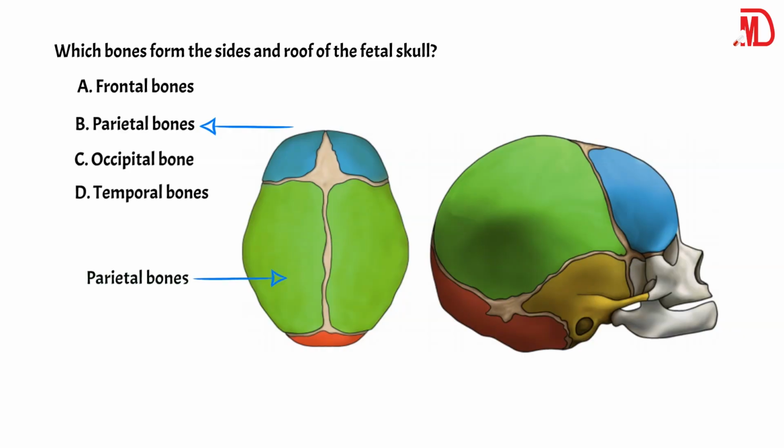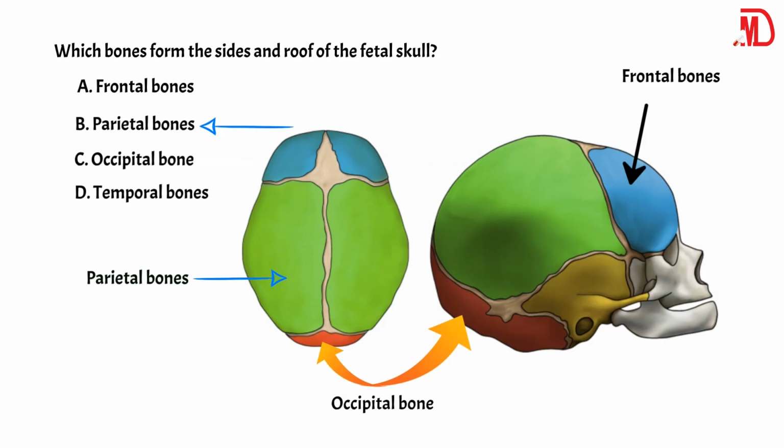There are two parietal bones, one on each side, and they meet at the sagittal suture. Frontal bones form the forehead and the anterior part of the cranial vault. Occipital bone forms the back and base of the skull. Temporal bones form the lower sides of the skull, near the ears. So the parietal bones are responsible for forming most of the roof and lateral walls of the fetal skull.